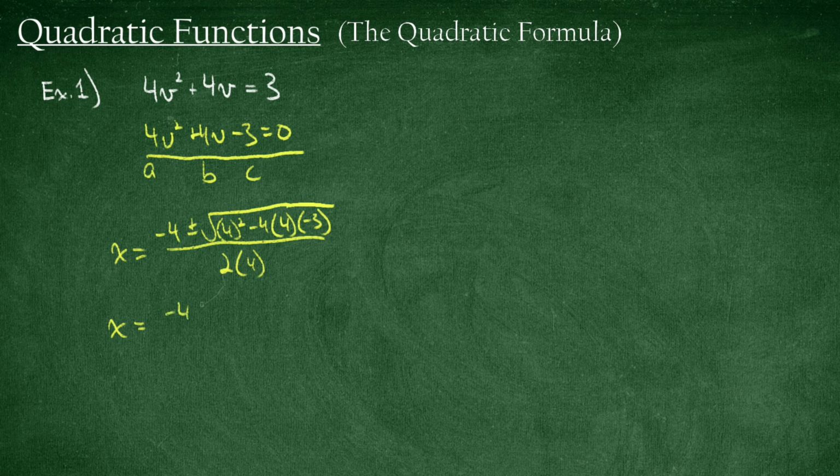So anyways, I have negative 4 plus or minus, and let's go ahead and evaluate the discriminant. So this is going to be 4 squared, which is 16, minus, well, it's actually negative 4 times positive 4, which is negative 16, times negative 3, which is positive 48. So we have 16 plus 48, which is equal to 64 underneath there. So we have the square root of 64 all over 8.